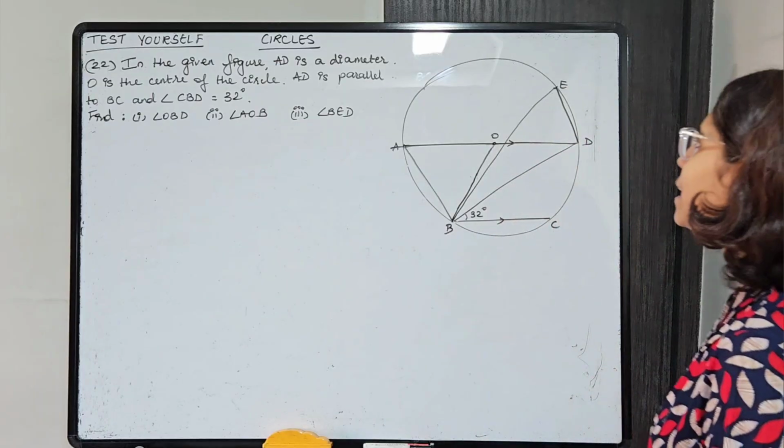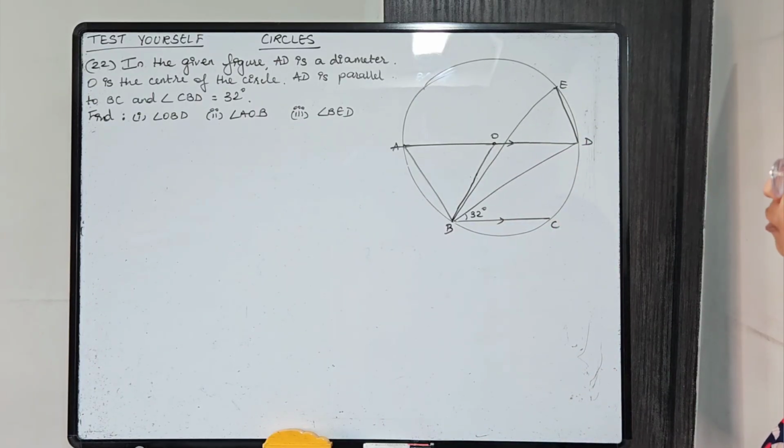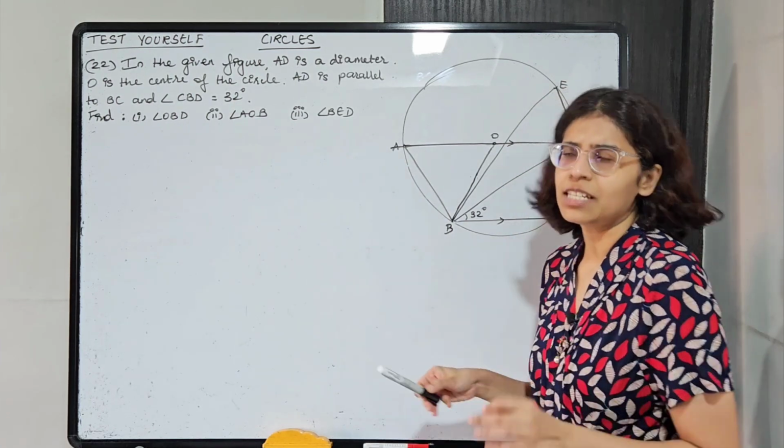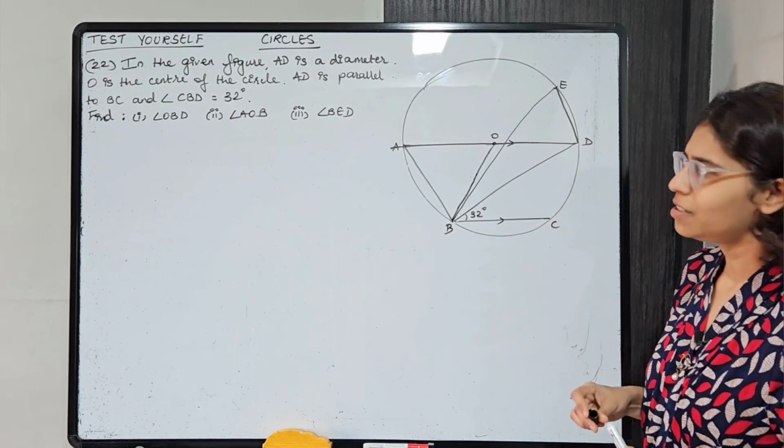In the given figure, AD is the diameter, O is the center of the circle, AD is parallel to BC and angle CBD is equal to 32 degrees. Find first part angle OBD, second part angle AOB and third part angle BED. We are given the figure over here, and it's extremely easy, students. You will easily get all three angles.